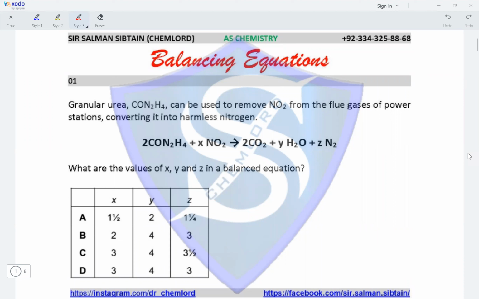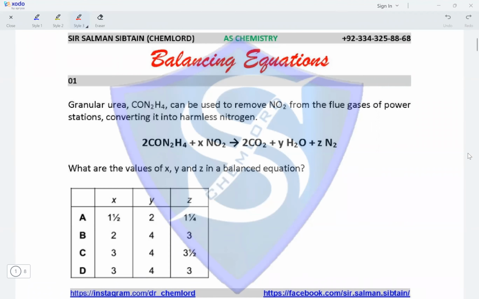Hi guys, this is AS Chemistry, Balancing Equations, question 1. Granular urea CON2H4 can be used to remove NO2 from the flue gases of power stations, converting it into harmless nitrogen. And the reaction equation is given. What are the values of X, Y, and Z in a balanced equation?